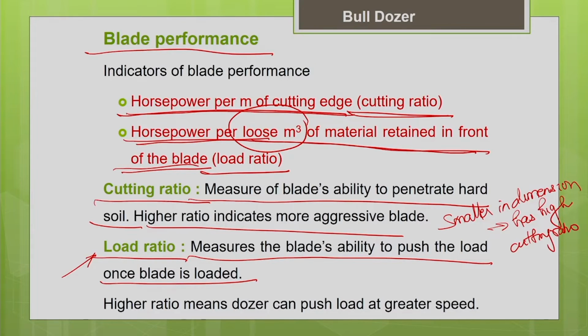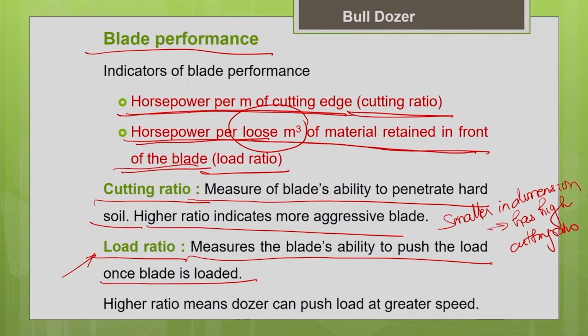Generally, if the soil is highly dense, the blade will find it difficult to push the soil. If the soil has less density, it will be easy to push. So, it depends upon the type of material which you are going to push. Generally, a higher load ratio means a dozer can push the load at a greater speed. It indicates the pushing ability of the material.